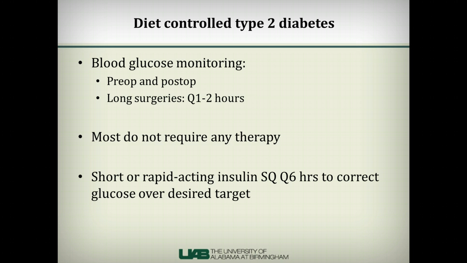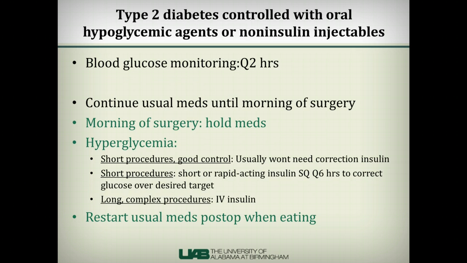Now, most patients who are diet controlled are not going to require any other therapy. Their blood sugars are going to be well controlled on their own or not go high enough that you'd be worried about them. If you do have significant hyperglycemia that you're worried about, you could use a short acting insulin, something like regular insulin, or rapid acting insulin like Lispro. You want to give that subcutaneously every 6 hours as needed to correct glucose over the desired targets that we mentioned a couple of slides ago.